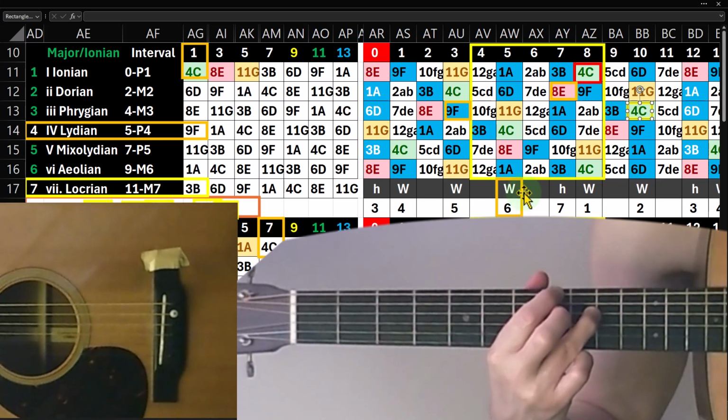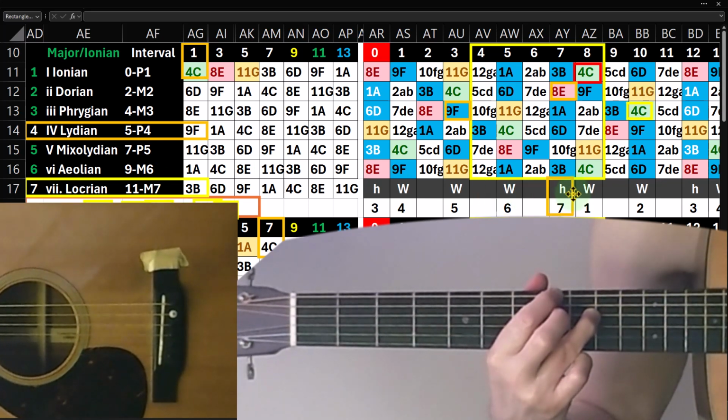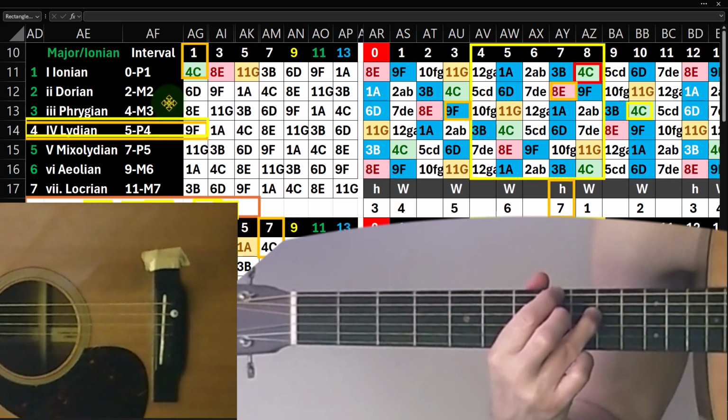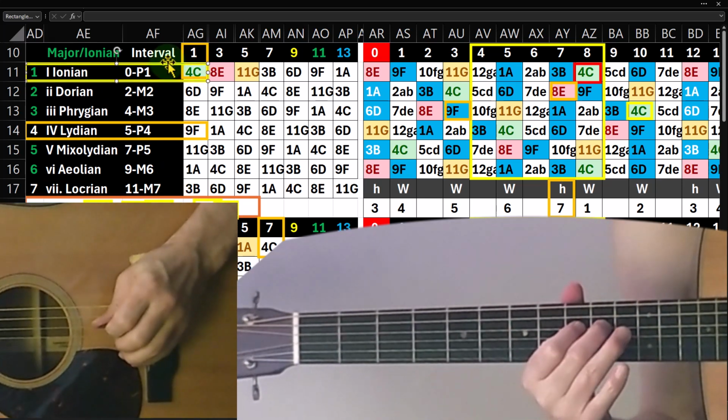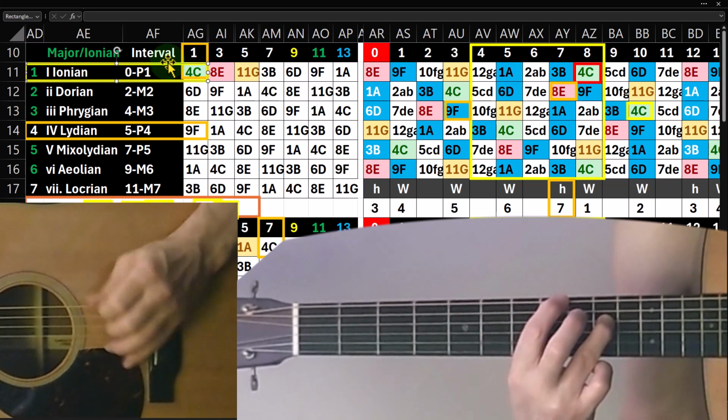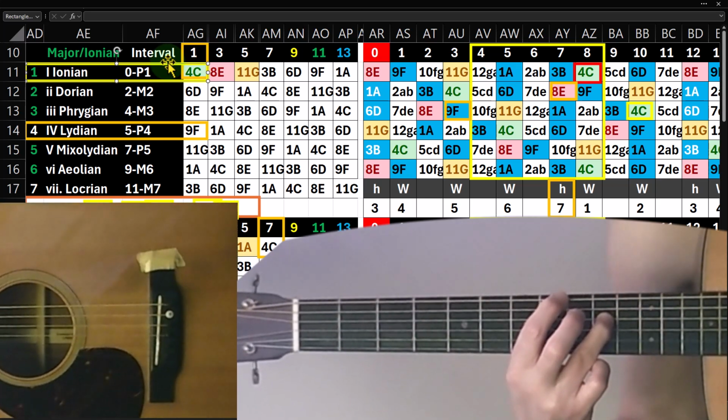That's going to be going from the 7 to the 1, which is a half step. 7 to the 1 is a half step. So from here to here, comparing that to the 1 is an octave.